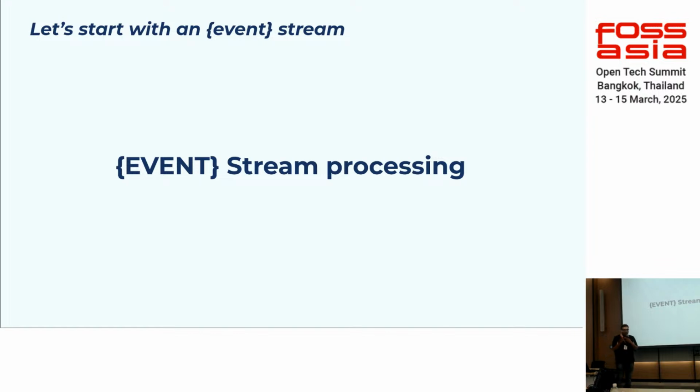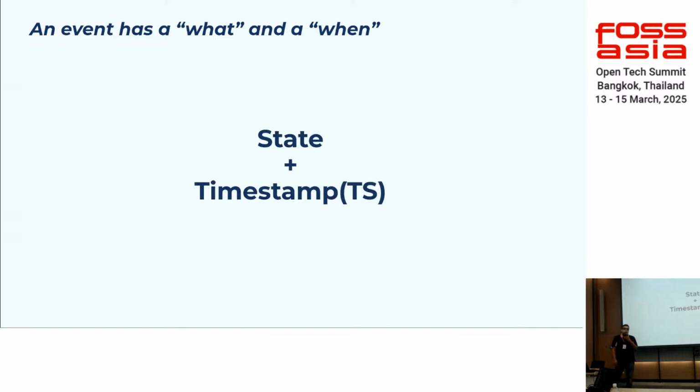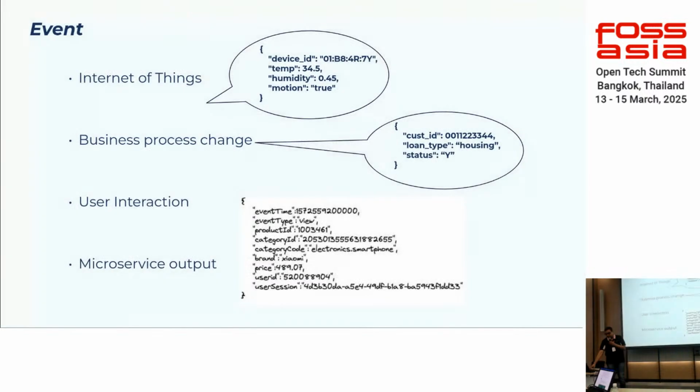Now, quickly, some refresher on basics of what a stream consists of. It consists of events. So when we talk about streaming data, we actually talk about event streaming data. What is an event? An event has a what and a when, a state and a timestamp, so that you understand what's happening with the precise timestamp of when it did happen.